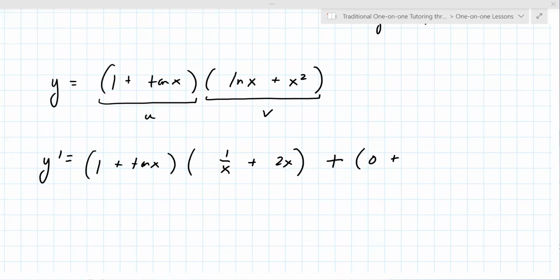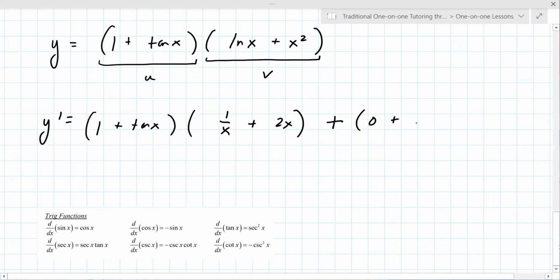All right, so if you take a look at that, you'll see in the trig function section, it's secant squared x. Yeah, it's secant squared x. That's definitely one you're going to want to have down. So it's secant squared x. Okay.